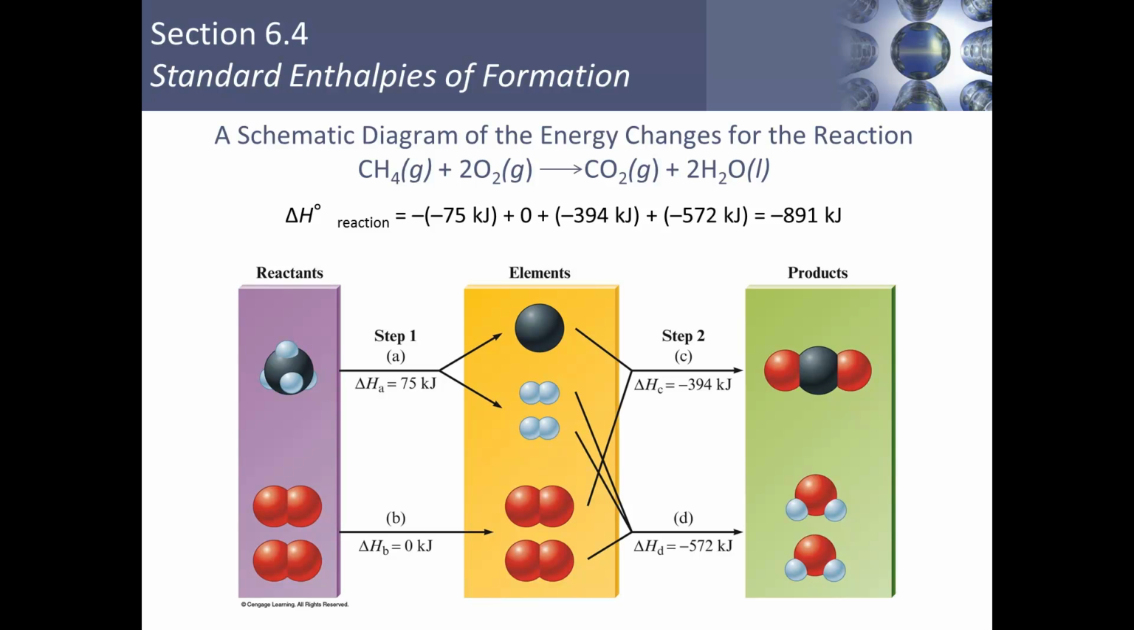So let's take a look at the combustion of methane to give carbon dioxide and water. The change in enthalpy for this reaction is minus 891 kilojoules. We could look at this in terms of the bond breaking and bond making processes in going from reactant to product.